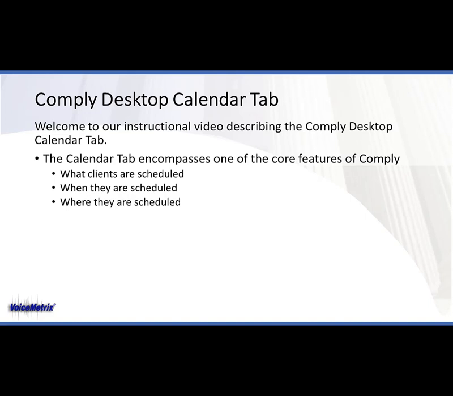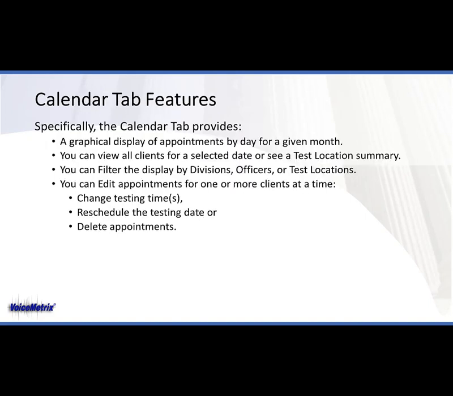The Calendar tab encompasses one of the core features of Comply: what clients are scheduled, when they are scheduled, and where they are scheduled. Specifically, the Calendar tab provides a graphical display of appointments by day for a given month, allows you to view all clients for a selected date or see a test location summary for that date, and filter the display by divisions, officers, or test locations.